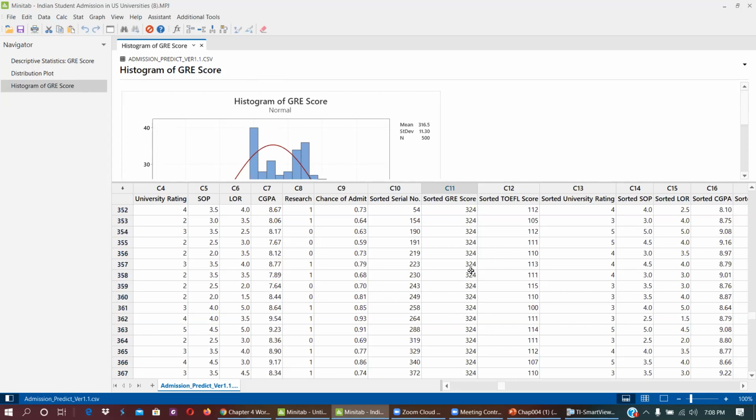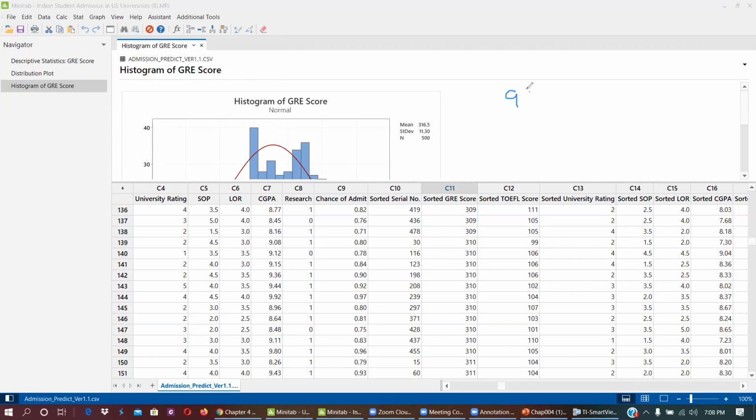99.7 means nothing is escaping from our range, 280 to 350. The empirical rule says 99.7, and we are practically able to see almost 100% of the data coming in the 280 to 350 range, which means all the data is within.